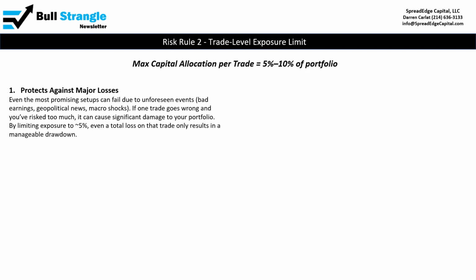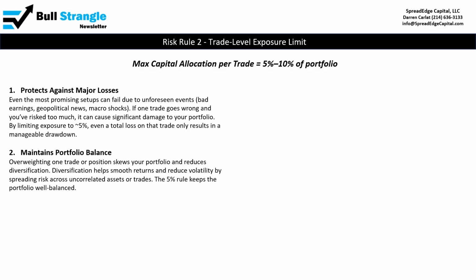Risk rule 2 is trade level exposure limit. The rule is max capital allocation per trade should be between 5 and 10% of portfolio. The rationale behind this is, number one, it protects against major losses. Even the most promising setup can fail due to an unforeseen event. If one goes wrong and you've risked too much, you can cause significant damage to your portfolio. Limiting your exposure to about 5%, even a total loss on that trade only results in a manageable drawdown.